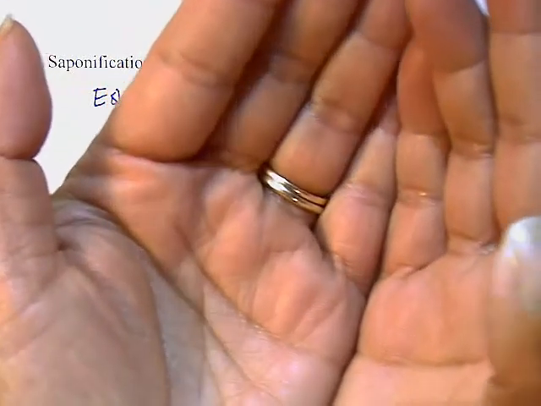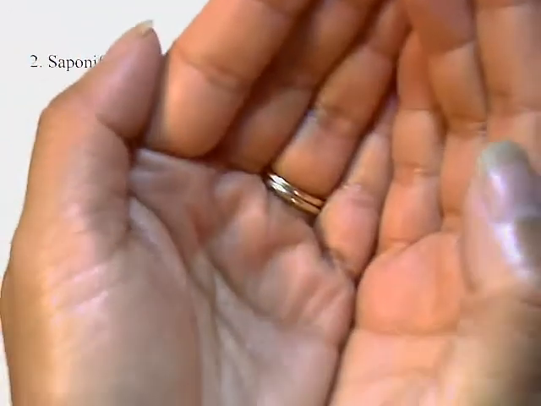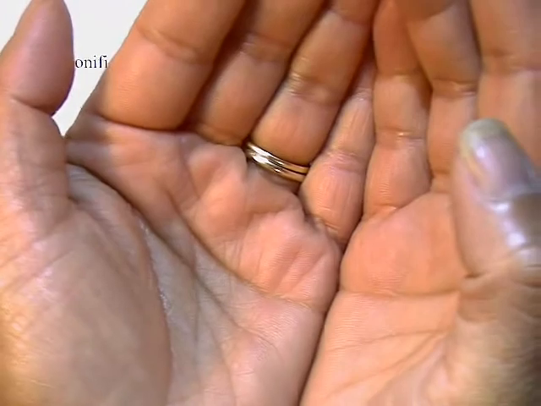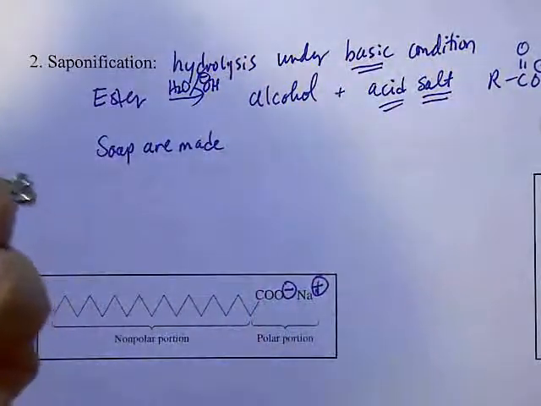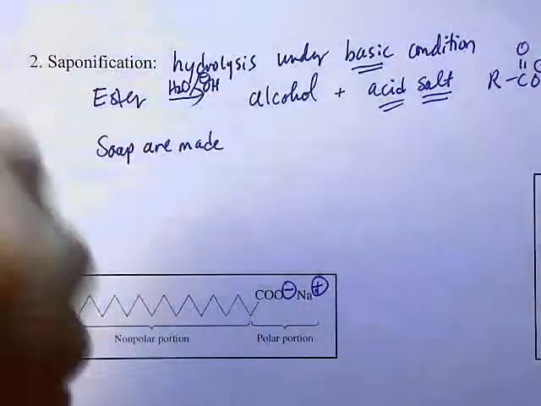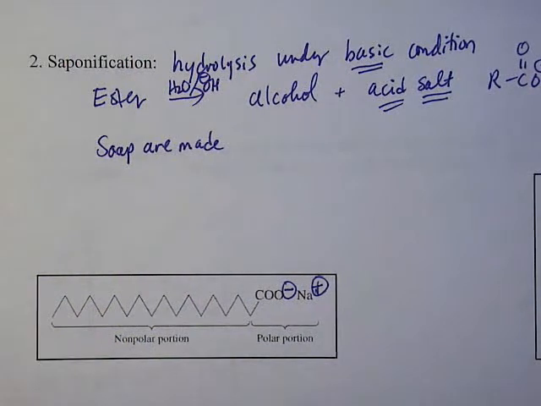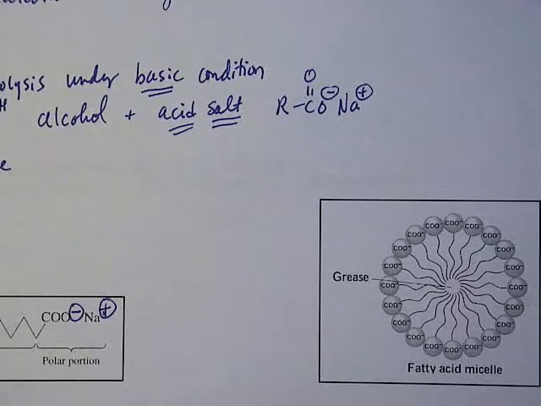So what happens when you have a grease in your hand and you want to wash it away, if you just take your greasy hand and put it under water, you know that the grease doesn't go away because water doesn't like the grease. You have hydrophilic water with hydrophobic grease. But soap allows the grease to be washed away.